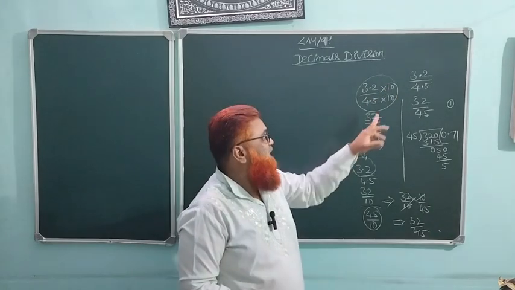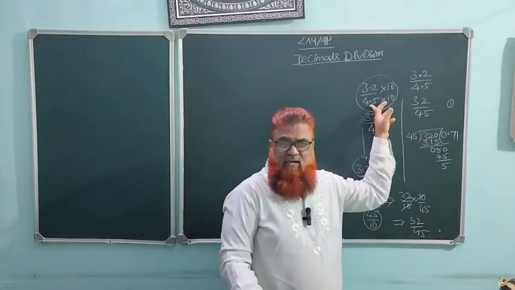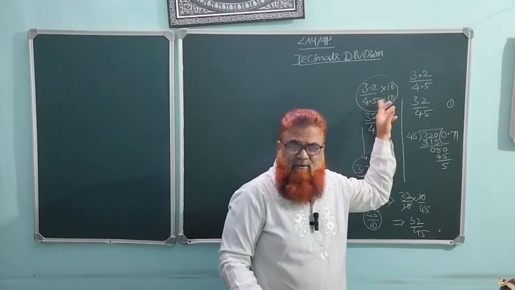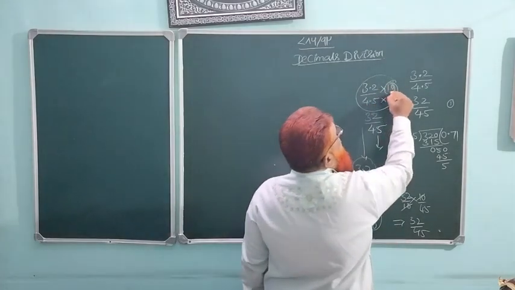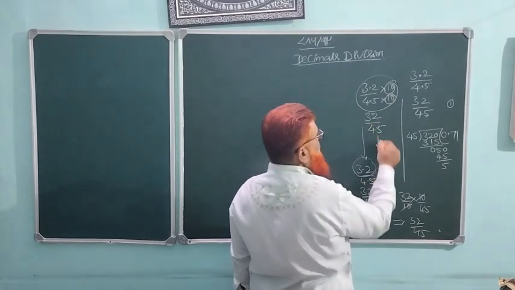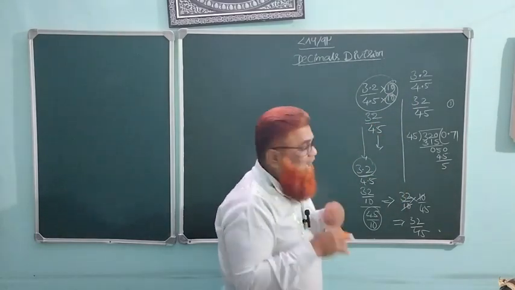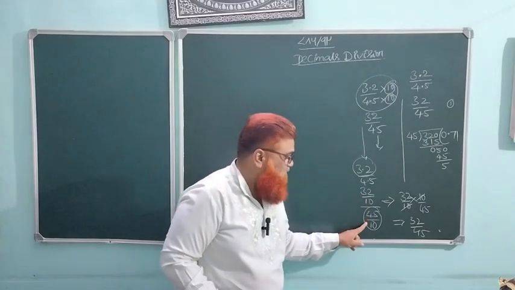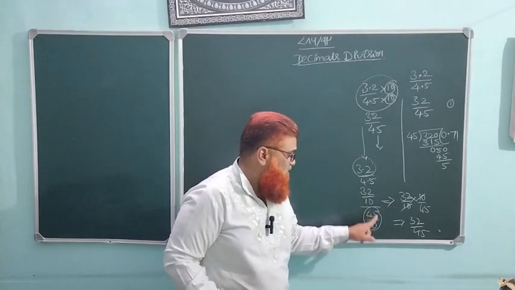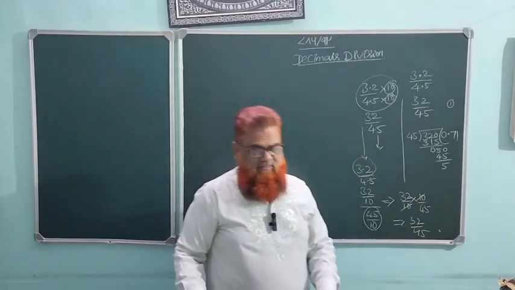So you should multiply by 10, and after the decimal here in 44.5, what is the place value? It is 1 by 10. So for the upper and the lower part, you should multiply by 10 and you get 32 by 45 as the result. Or else convert this 3.2 into a fraction, and 4.5 also into a fraction. So one fraction divided by another, you get the result as this.